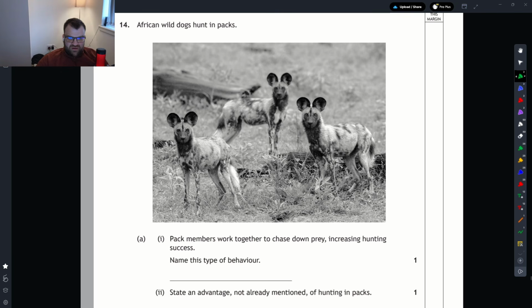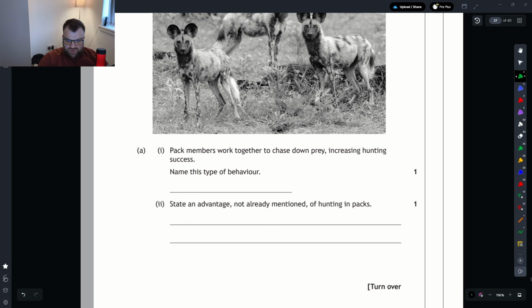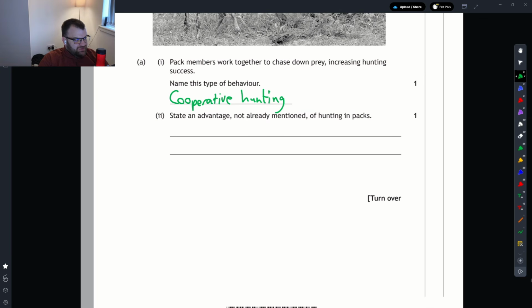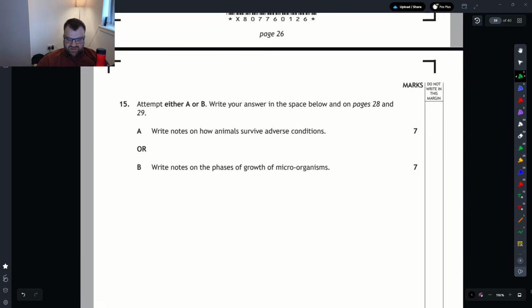Next, talking about African wild dogs hunting in packs. That's going to be cooperative hunting, working together. They mentioned that there's more success in that. They can also kill larger prey. That would be my answer there.